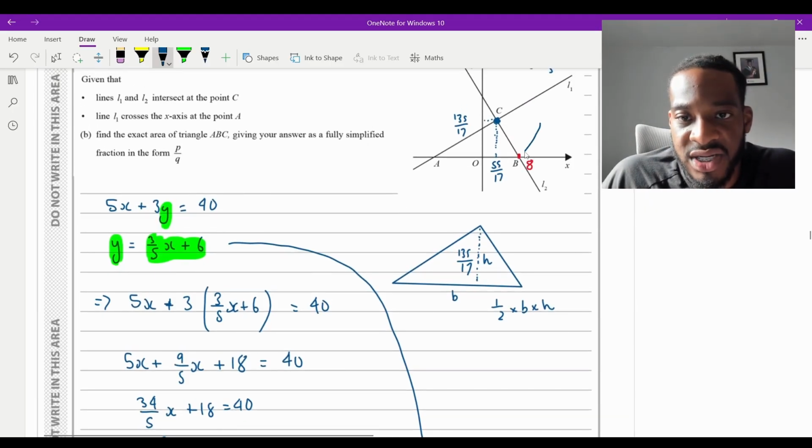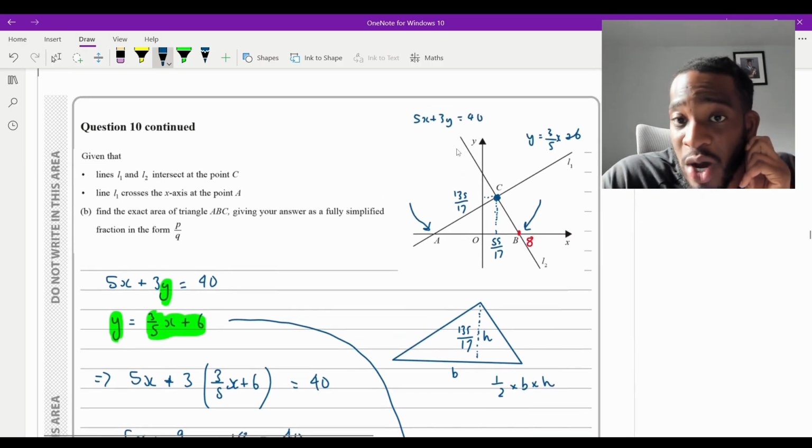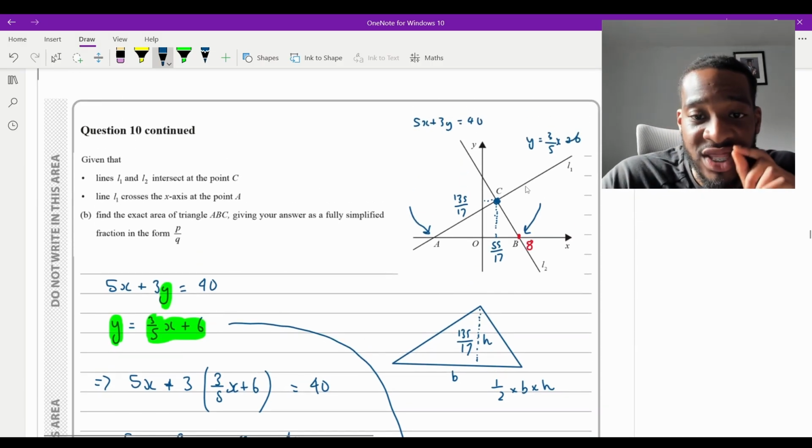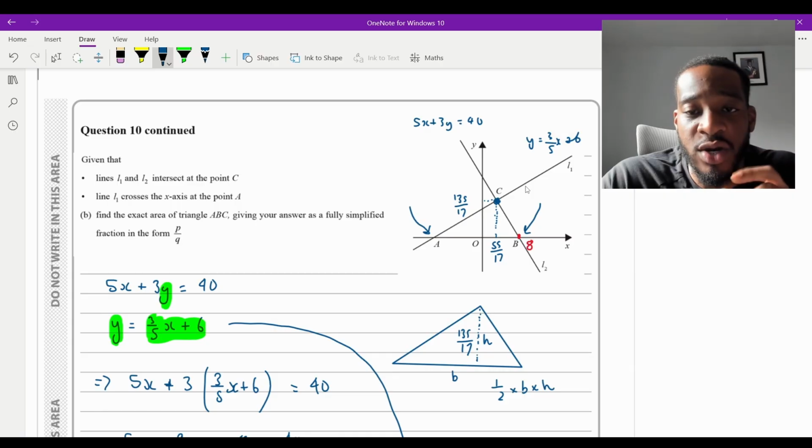I know what this point B is. It has an x coordinate of A. I need A. Well, that's just going to be the x-intercept, isn't it? Where y is 0 of the line L1. So we need the x-intercept of L1. We're going to plug in 0 to figure out what that is.